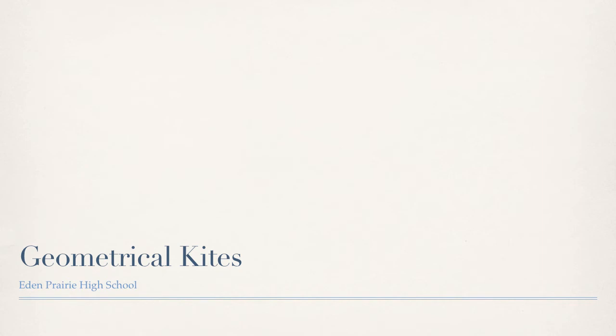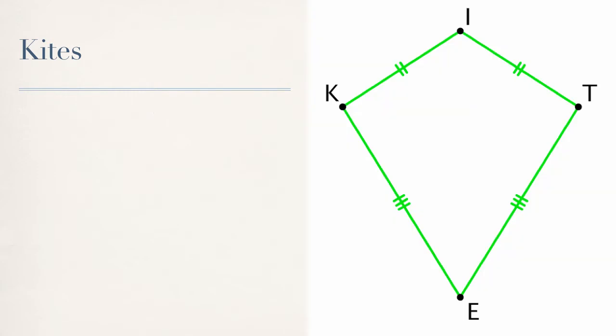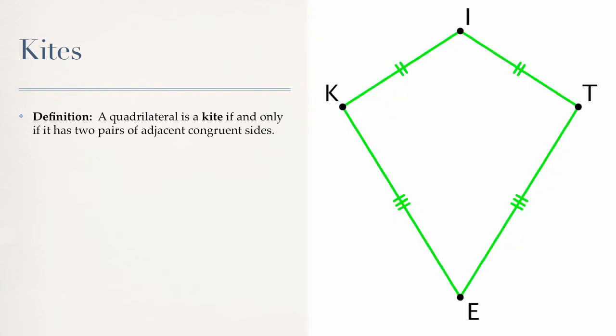When we say kites in geometry class, we mean something different than the thing that you fly in the air. In geometry class, a kite is a quadrilateral with only two pairs of adjacent congruent sides. So in this example, KI and TI are congruent, KE and TE are congruent.